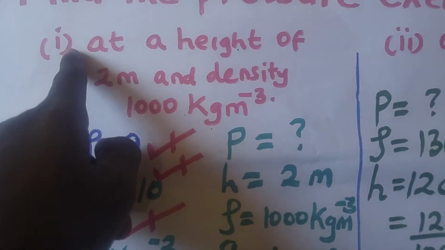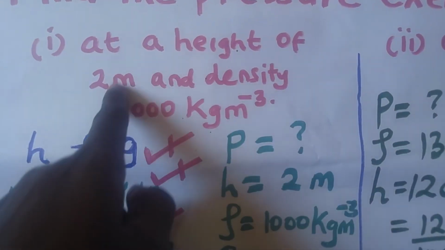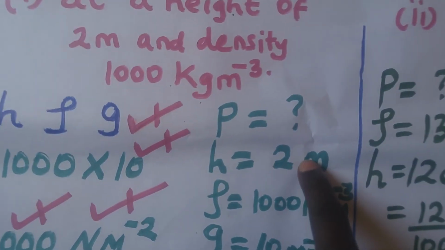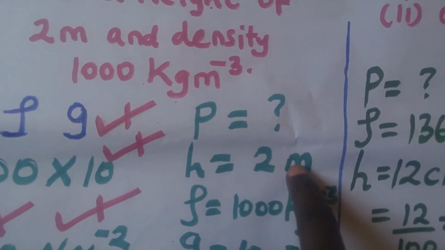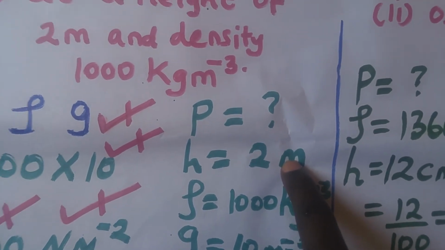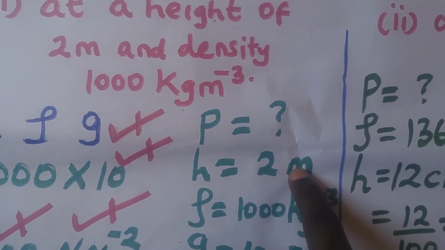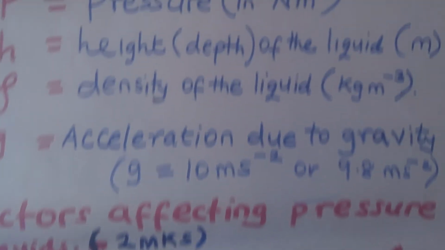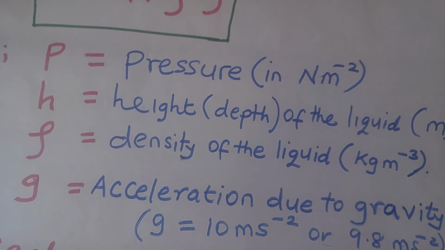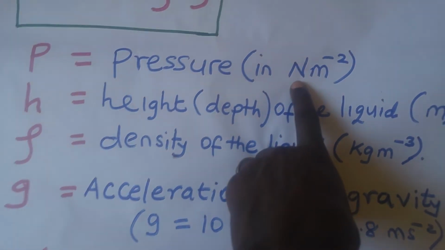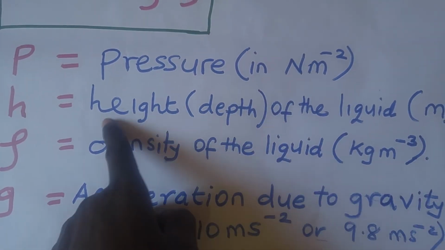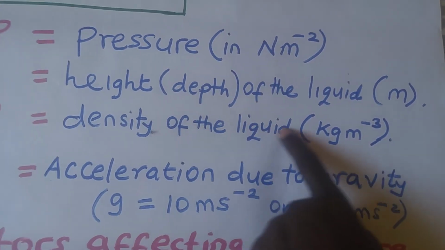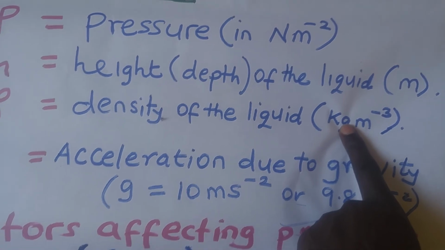But here in Roman 1 we are given the height. H is given as 2 meters. The SI unit of H is meters. So if this was given in centimeters or any other units, you first change it to meters, but it's already in meters. Remember, to take you back, what did we say? That if our pressure after calculating should be in what? Newtons per meter squared. The height should be in what? Meters. The density must be in kilograms per meter cubed, you see?